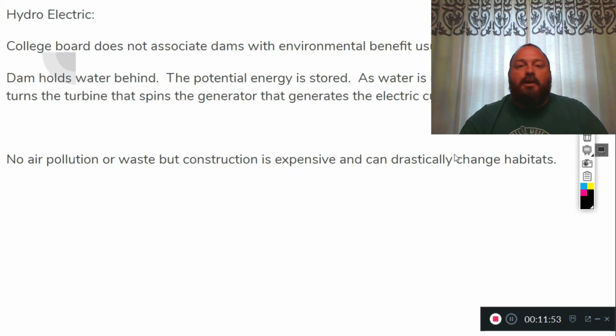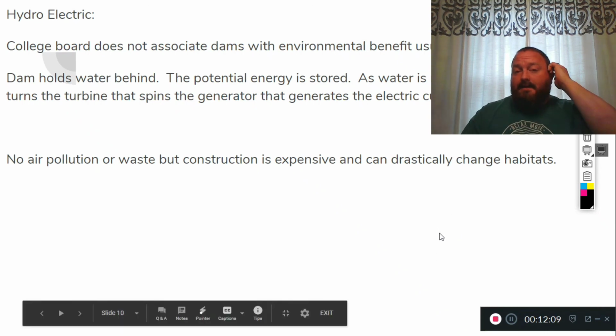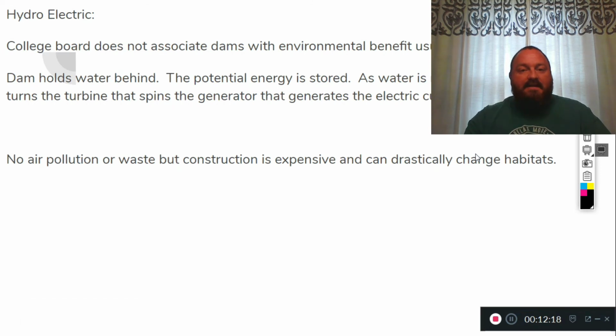Dams, according to College Board, are almost always a negative to the environment. So if they're looking for positive changes we can make, try to avoid using dams as your positive, because there's extensive ecosystem changing that happens. It's not necessarily destroying one ecosystem, but it's replacing it with a different one. So it causes drastic changes to habitat. If it happens to be an endemic species that's getting flooded out, that endemic species can then go extinct as a result. And again, endemic species are the ones found in only one specific area.